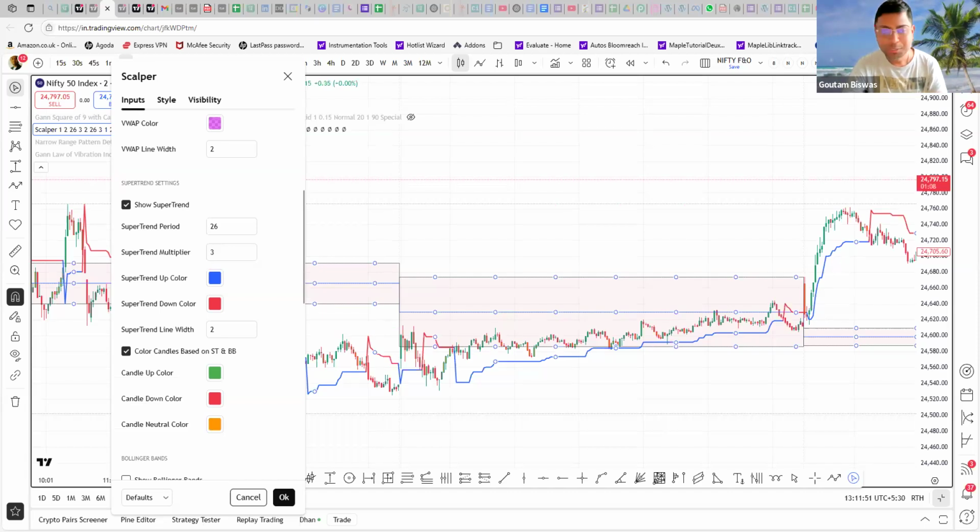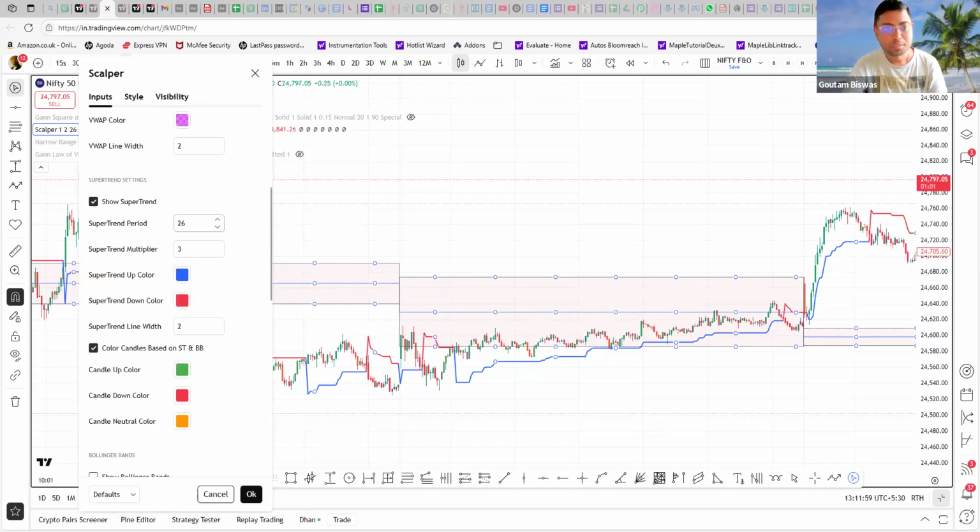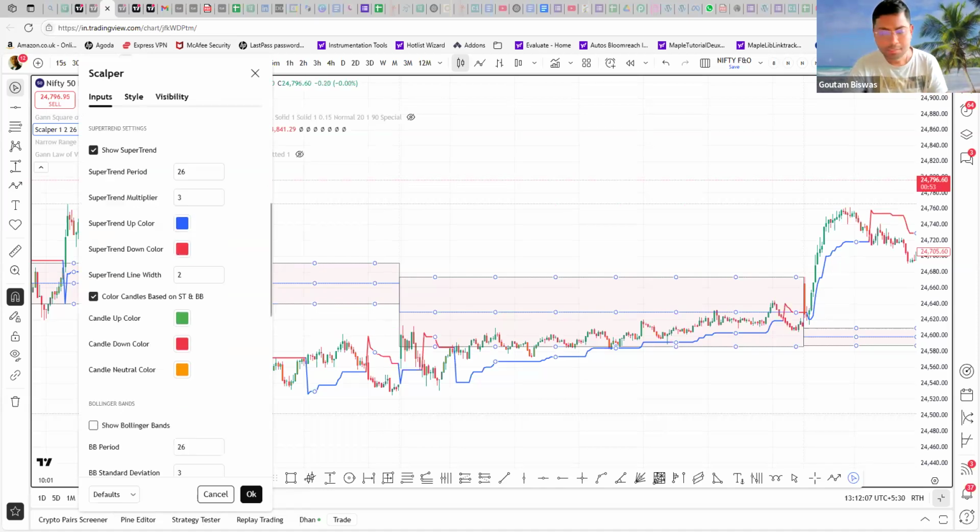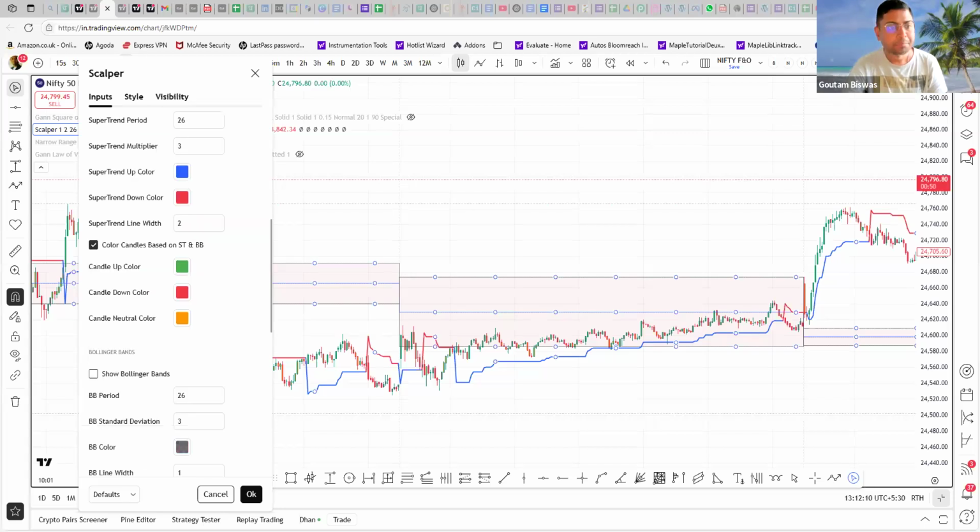Super trend is important. If you are a trend trader, the super trend is a very familiar indicator. I don't know if you have used it in the past, but a lot of traders like the super trend. But I use it with my own custom settings. It is not the standard settings, right? And that is based on the research that I've done. I have come up with these settings, right?